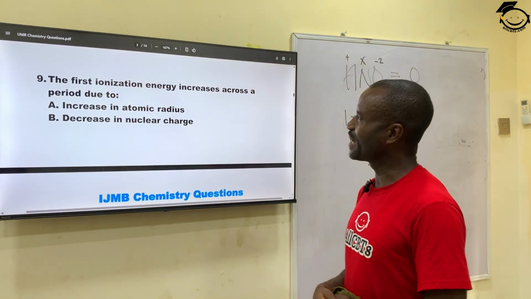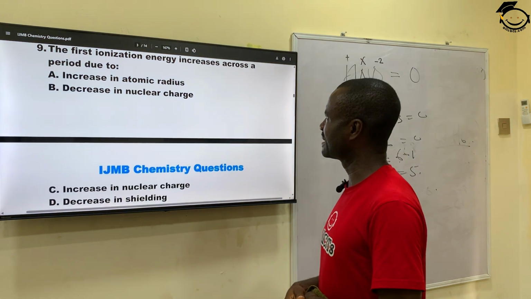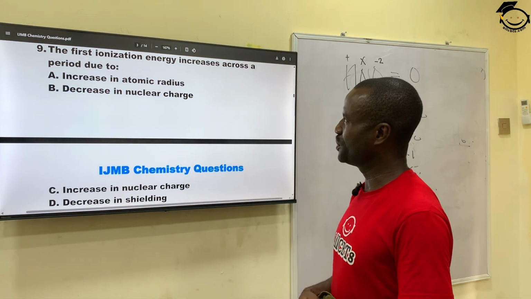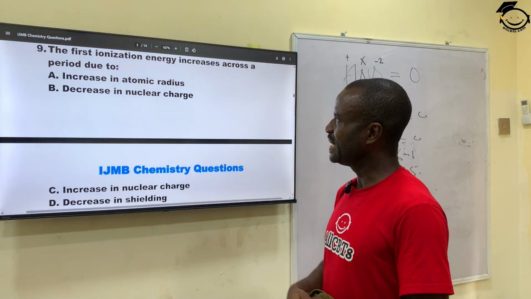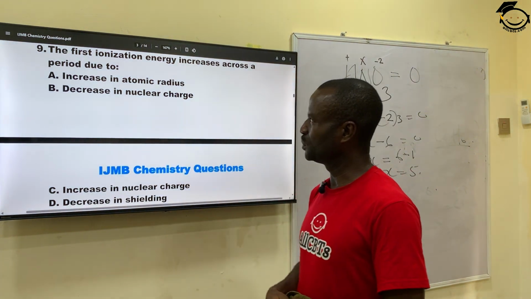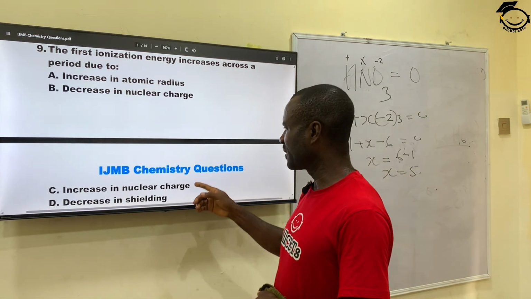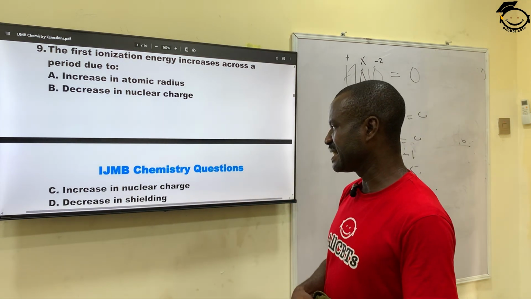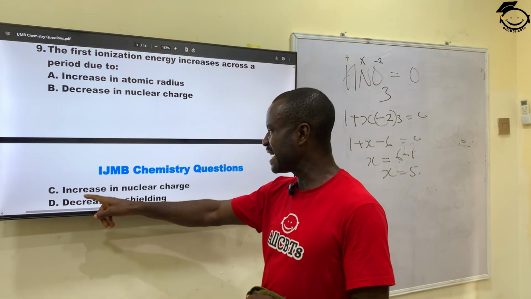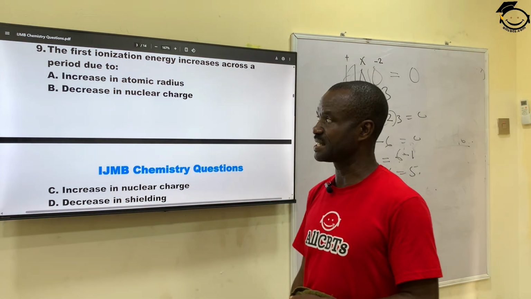The first ionization energy increases across a period due to: A, increase in atomic radius, no. B, decrease in nuclear charges, no. C, increase in nuclear charges. D, decrease in shielding. The correct answer is increase in nuclear charges, which is C.